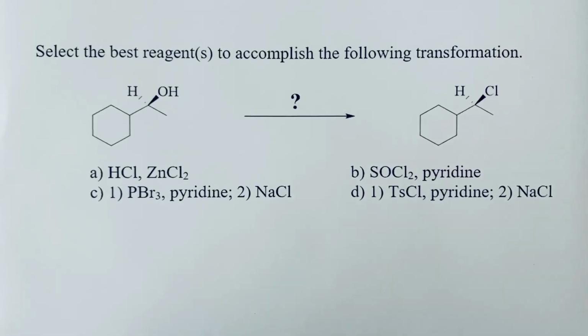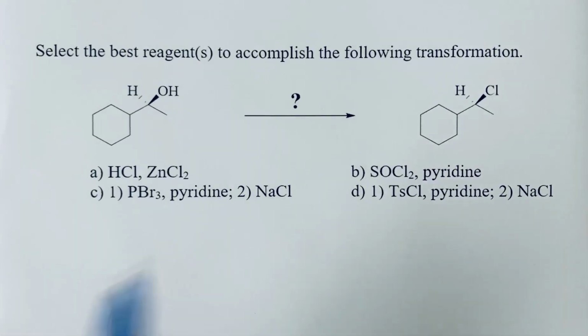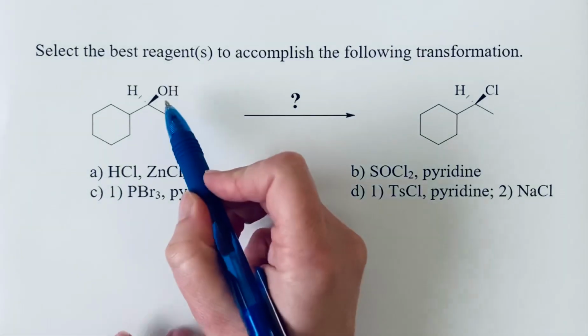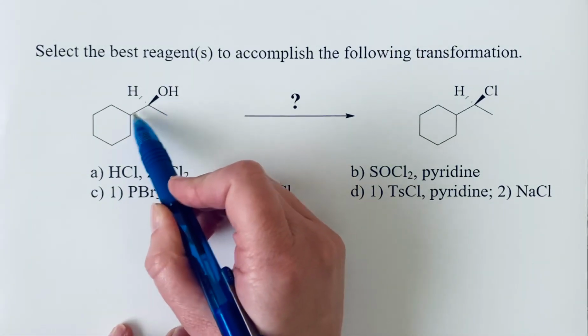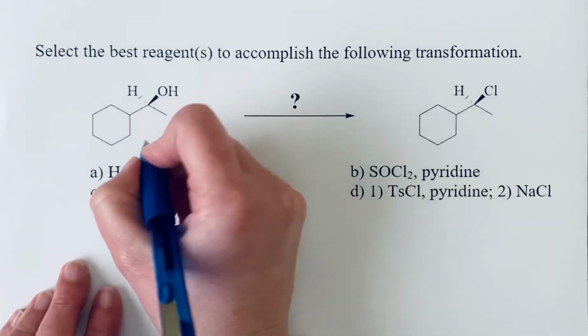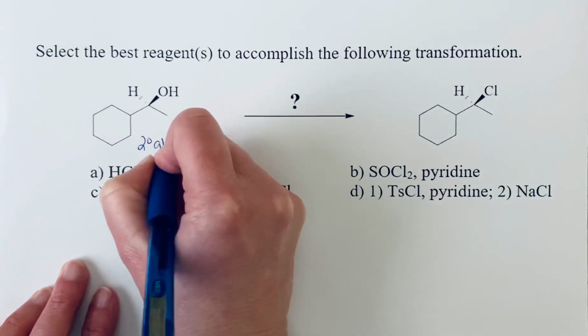Select the best reagents to accomplish the following transformation. So looking at this reaction, the starting material is an alcohol, and specifically that alpha carbon has bonds to two other carbon atoms. So this is a secondary alcohol.